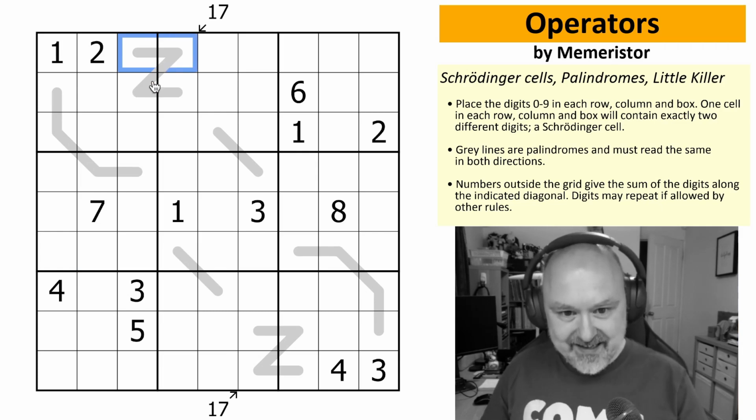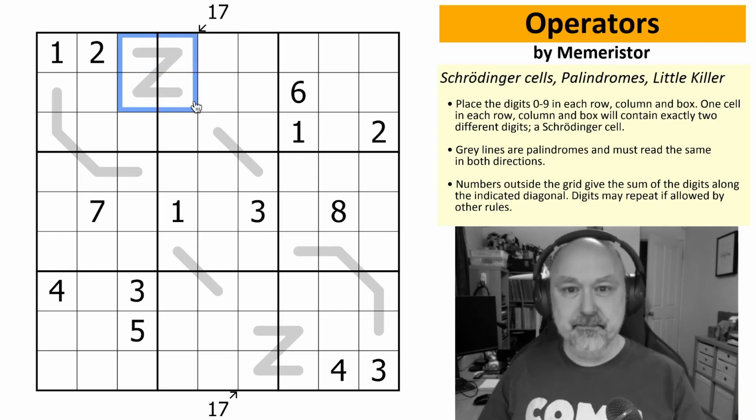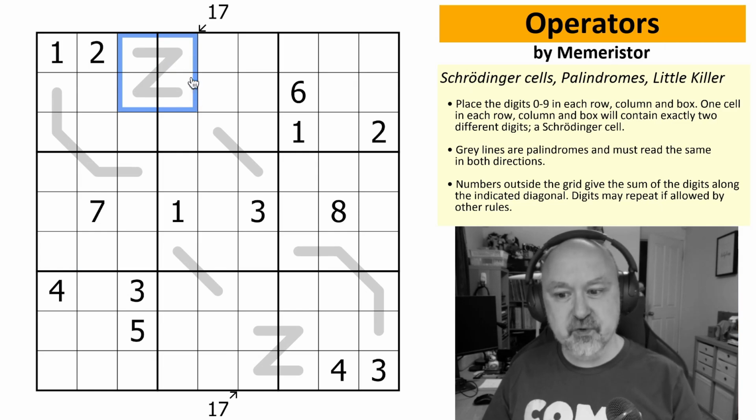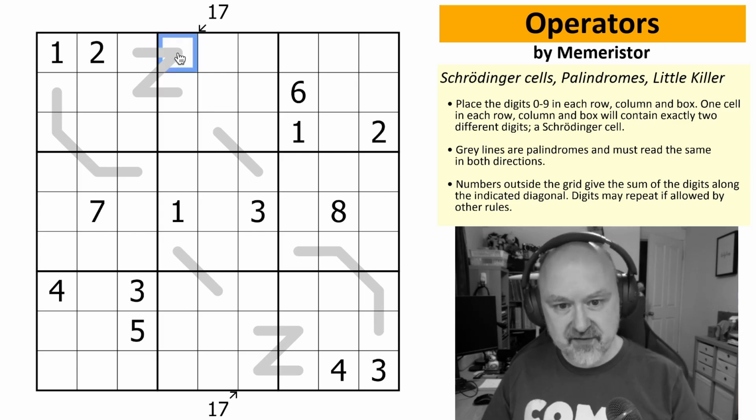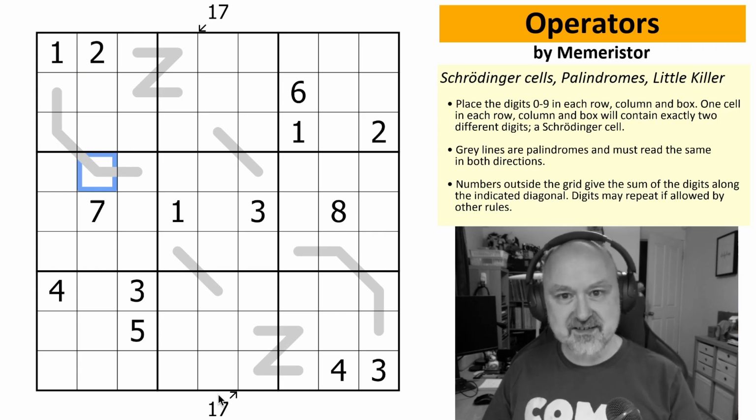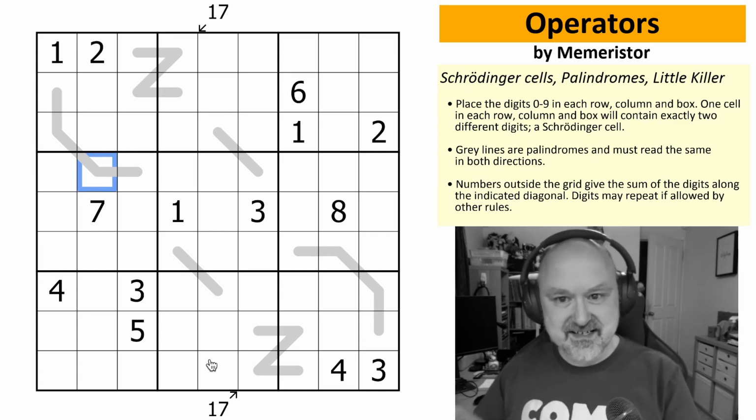The grey lines are palindromes, and these palindromes will read the same forwards as backwards. So whatever goes in that cell will go in that cell, whatever goes in that cell will go in that cell, and the same as here. These two cells will be identical, these two cells will be identical. And the digits that are outside the grid, and these always are a little annoying because they mean that my grid shrinks and it makes it hard to set everything up.